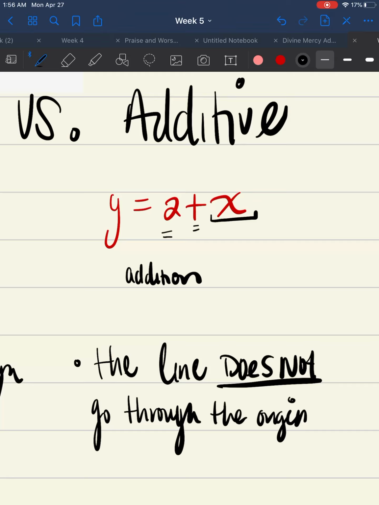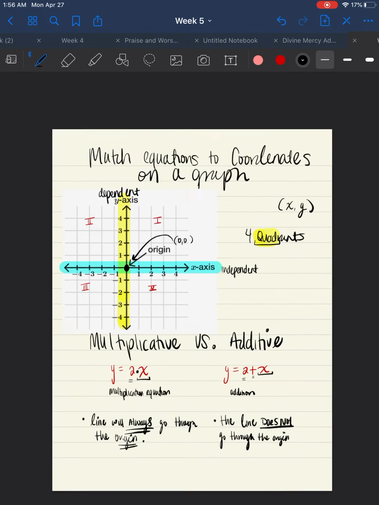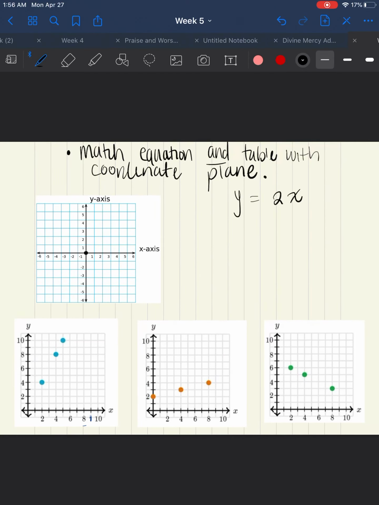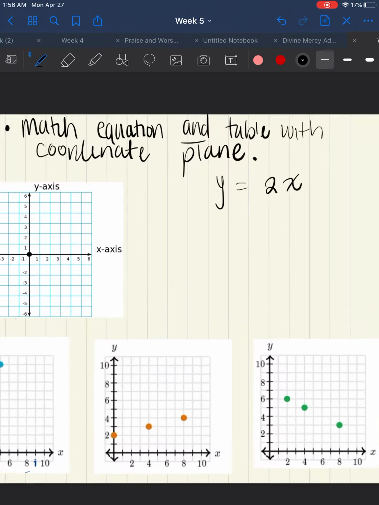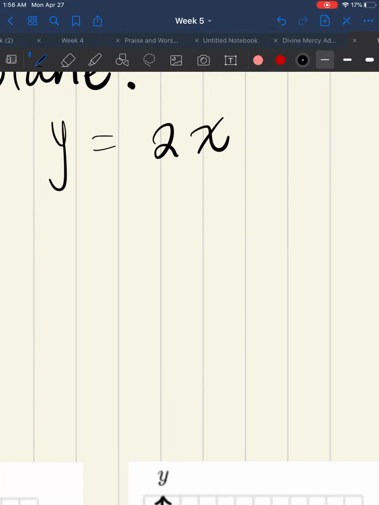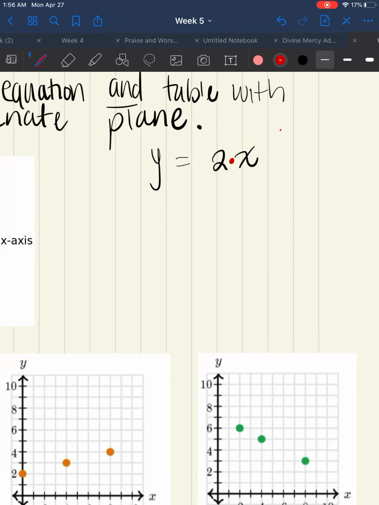All right, so let's go ahead and take a look at one example. And the first one I'm going to do is y equals 2 times x. What I'm going to do in this case is, number one, is it multiplicative or is it additive? Well, if I look at it closely, I know that it's multiplicative because there's no symbol in between them. There's no addition, no subtraction, no division. So then it's multiplication. So I'm going to go ahead and write here that this is in fact a multiplicative relationship because it is a multiplication equation.